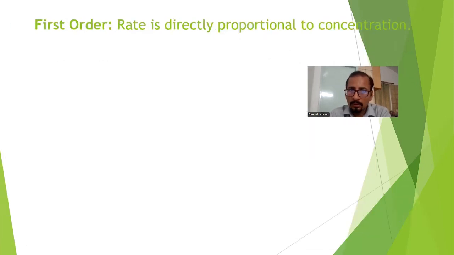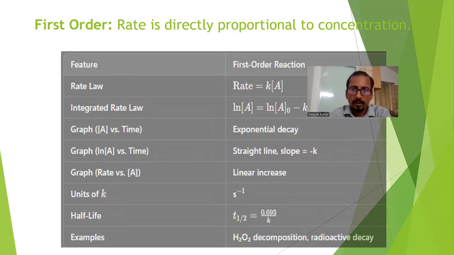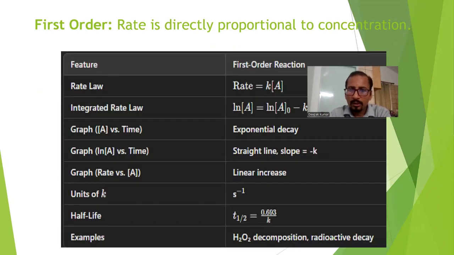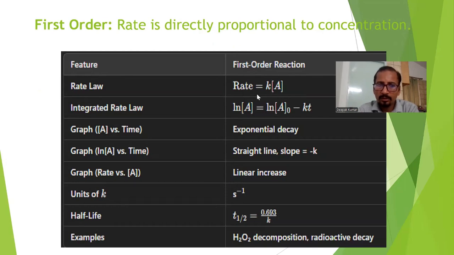Next is the first order reaction. Here the rate is directly proportional to the concentration of the reactant, or the first power of the concentration term of the reactant. For first order kinetics, the rate law is: rate is equal to k times the molar concentration term. After integrating this equation, we get ln A is equal to ln A naught minus kt. Here ln stands for natural log, which is equal to 2.303 log.